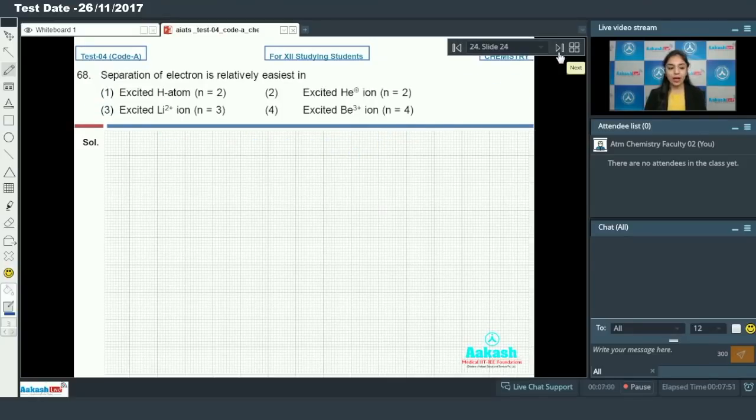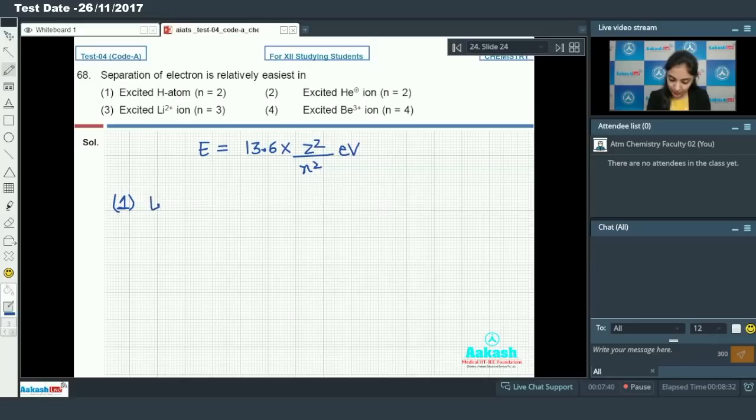Moving on to the next one, question number 68 says: the separation of electron is relatively easiest in. We have 4 options: excited H atom, excited helium plus ion, excited lithium 2 plus ion, and excited beryllium 3 plus ion. The separation energy is equal to 13.6 into Z square by N square electron volt. The lower the separation energy, the easier the separation of the electron. So we will calculate one by one for all 4 cases.